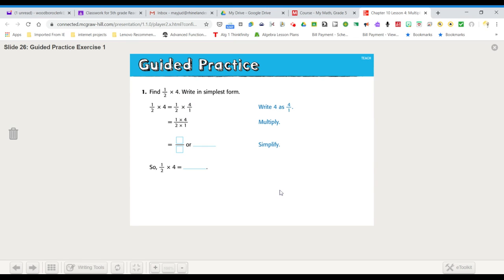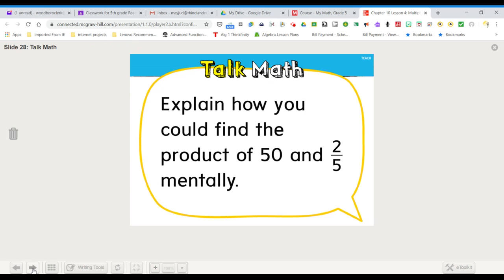So, guided practice. 1/2 times 4. Notice all you do is put a 1 underneath that 4 to make it 4 over 1. Multiply straight across. We know that 1 times 4 is 4, and 2 times 1 is 2. Remember, this fraction bar means to divide. 4 divided by 2 is 2. So you get the whole number answer, 2. 1/2 times 4 is 2. And if you think about it, half of 4 is 2. Just another way to look at that.